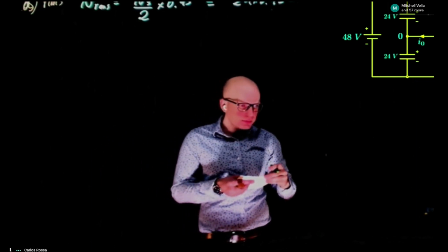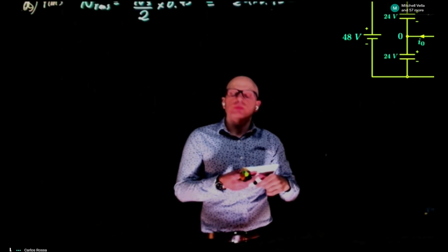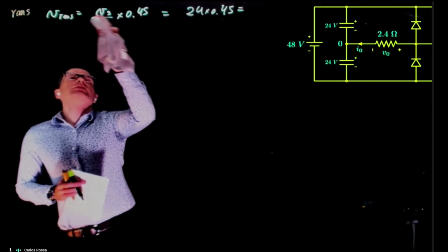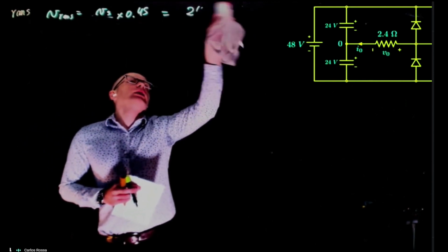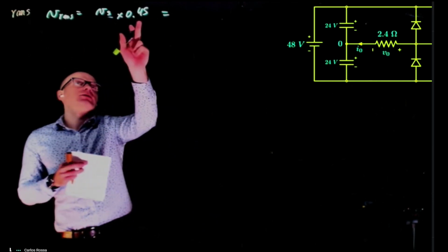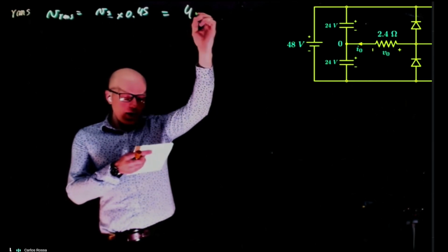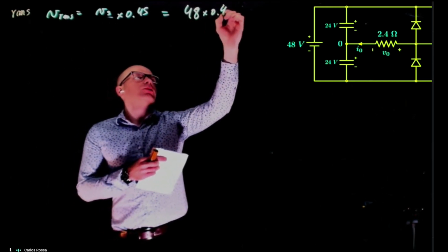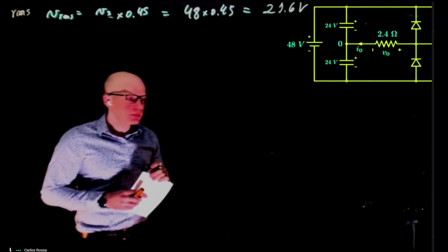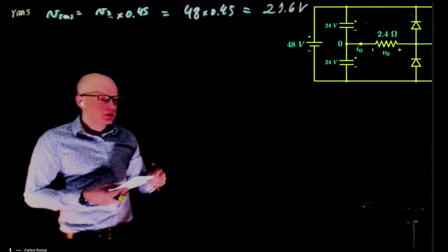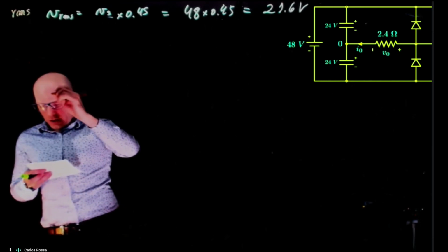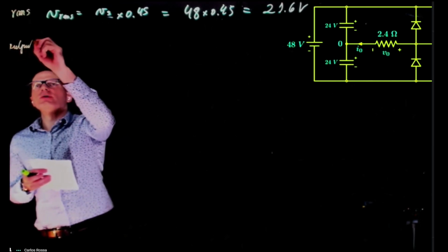Sorry, first mistake: it's not Vs over 2 times 0.45. I'm already accounting for the divided by 2 in the 0.45. So it's Vs times 0.45, which is 48 times 0.45, and this is 21.6 volts. That's the RMS across the load. Nothing complicated here.